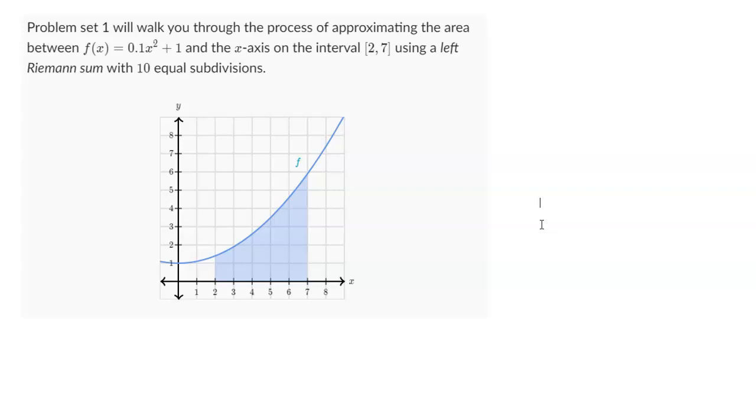So let's do this problem. We actually don't need the picture. I have the picture there for us, but we don't need it. The function we're using is 0.1 x squared plus 1. We're going from 2 to 7. We're using left Riemann sum and 10 intervals. So that's the information we need.